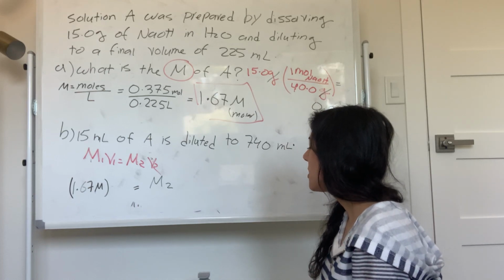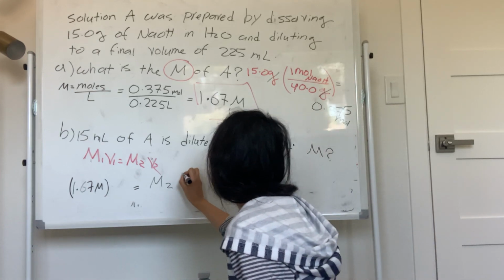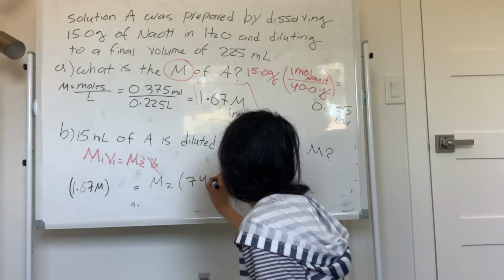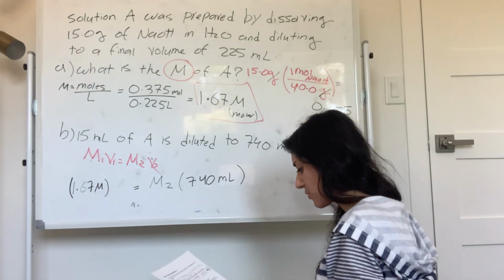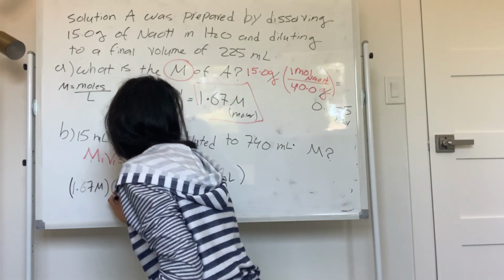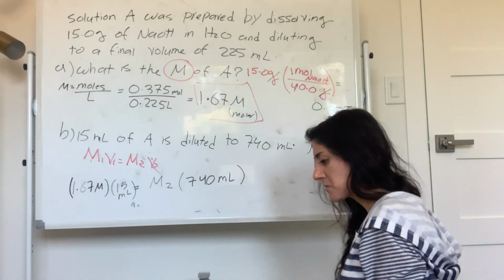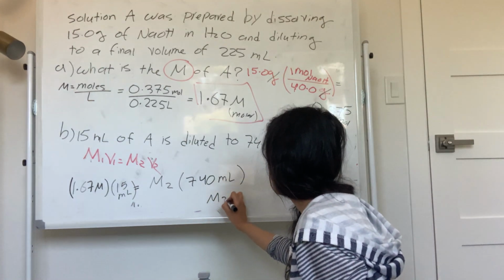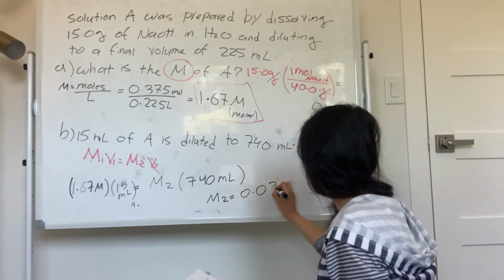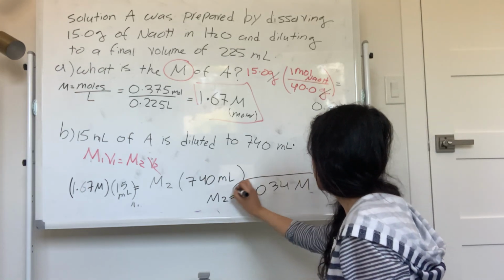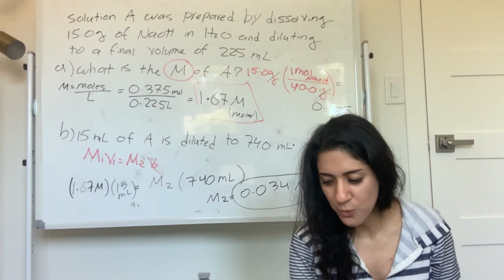Okay. What is my final volume? It is diluted to 740 ml. So my final volume is 740 ml. What is my initial volume? How much of the 1.67 do we take? We take 15 ml of it. You gonna follow me so far? That's not too bad. So I can figure out my final concentration. To 2 sig figs, it would be 0.034 molar. This is kind of to remember your Chem 1A stuff. All right. Beautiful. Really, really nice job.